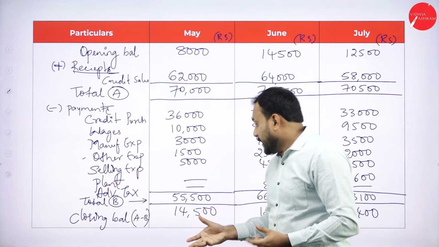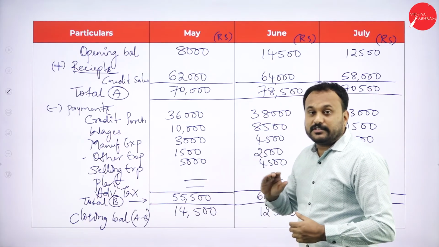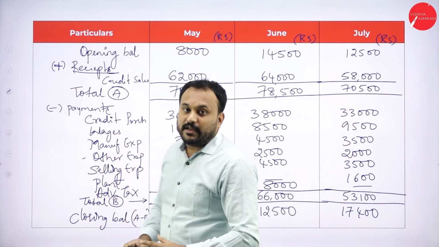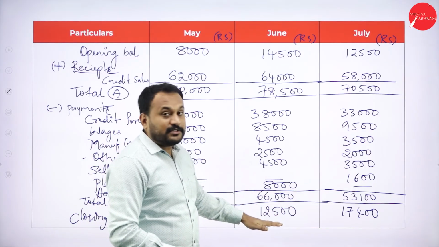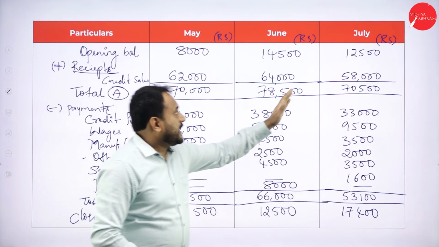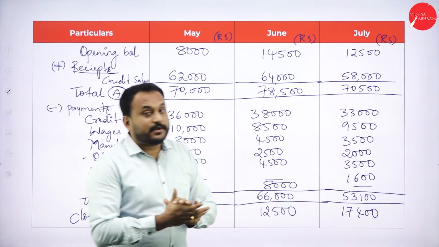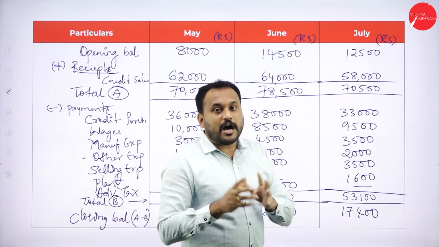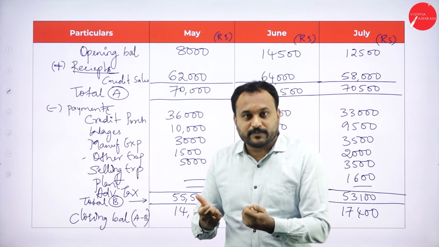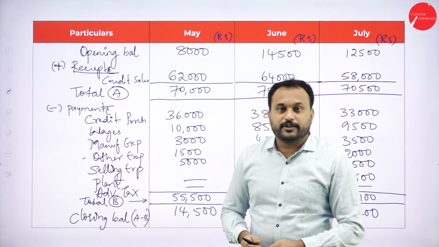Now I got to know that I'll have a cash of 14,500 in the month of May, I'll have 12,500 in the month of June, and I will have 17,400 in the month of July. So I got to know how much I'll have in my hand. So this is what the cash budget is for you.